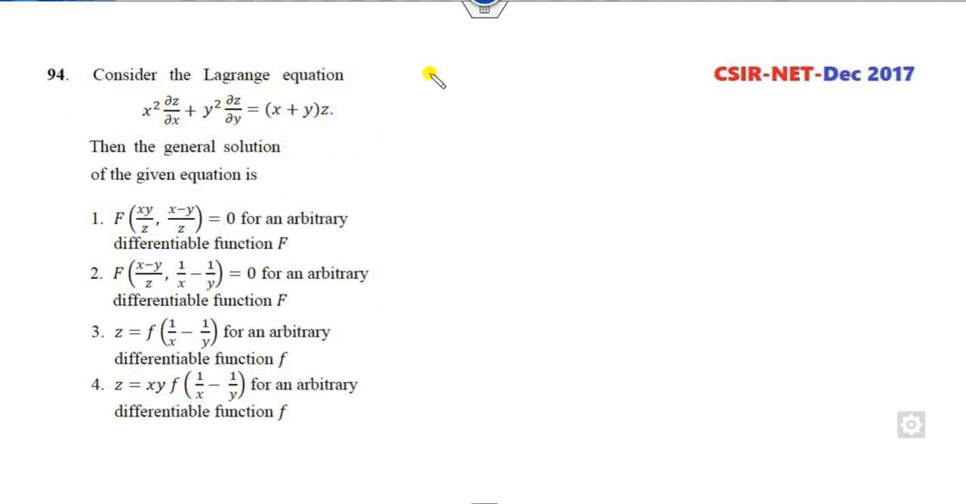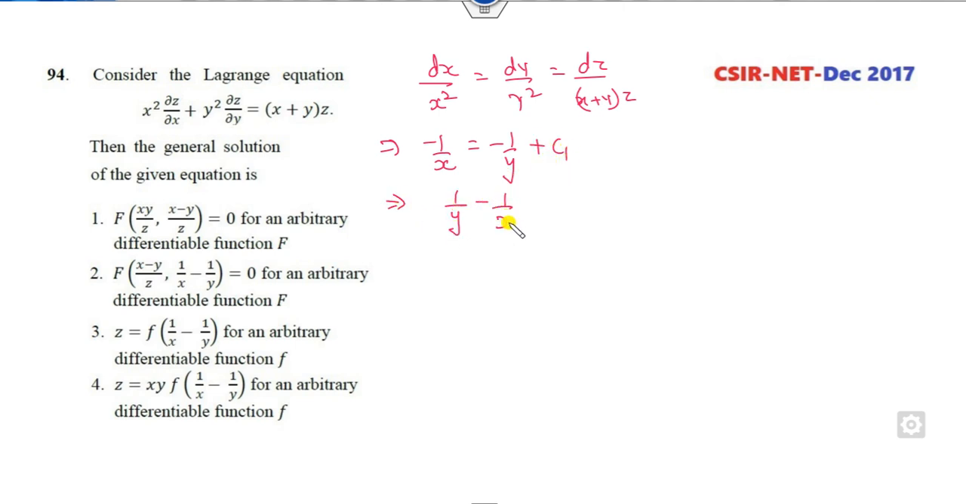Okay, again, these are the Lagrange equations. So you can start from here. This is dy over y, and dz over x plus y of this. So clearly, when you solve the first two parts, it will give you this solution. That means 1 over y minus 1 over x is equal to c1. Fine. The second option is this, x plus y.